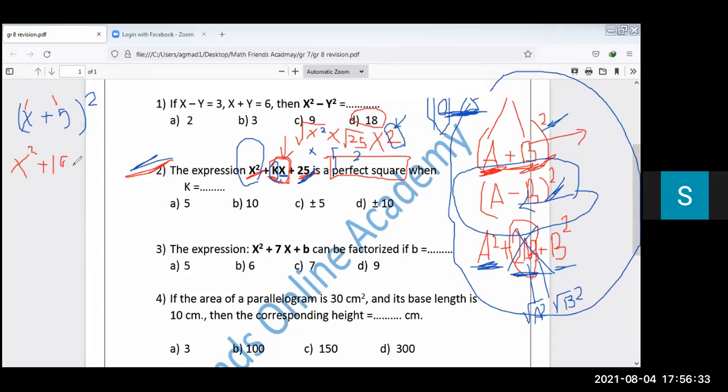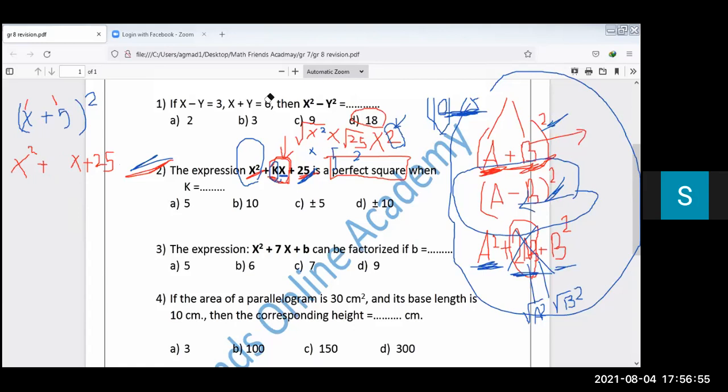And the third term will be 5 to the power of 2, which is 25. Yes, correct. Excellent. Now I cancel this 10 in my question and put a variable k like this.